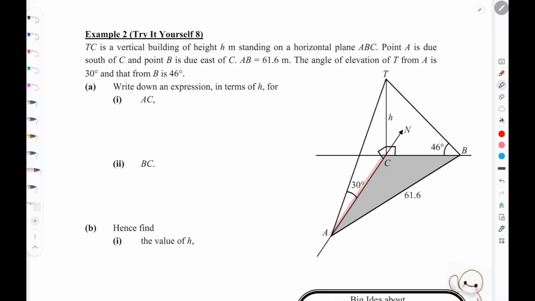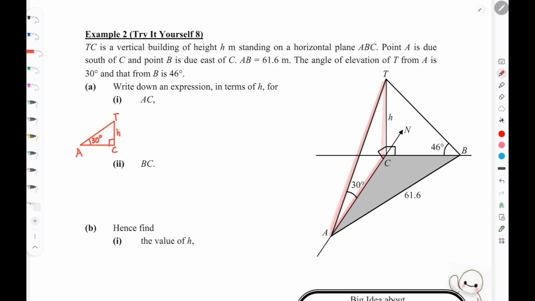So I will use this triangle on the left. I'll highlight it in red. It's a little bit hard to see, but let me draw in 2D first. When I draw it out, it is actually something like this. This is a right angle. This is my 30 degrees. This is A, this is C, and then this is T. This is my H.